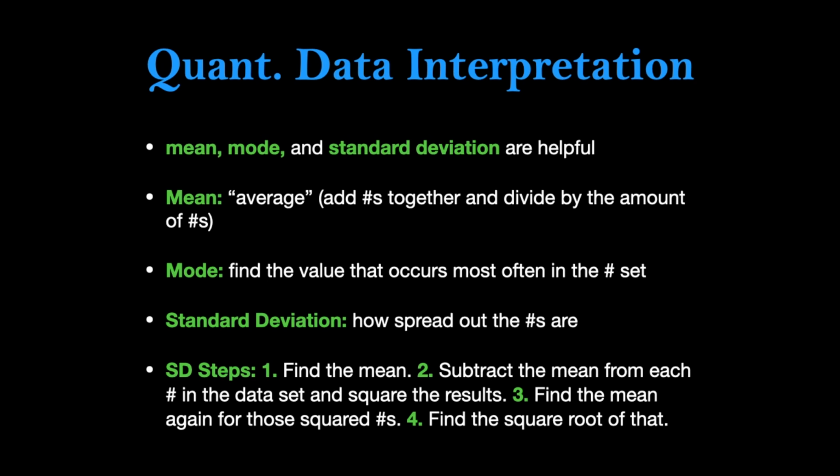Standard deviation is something that maybe not all of us are familiar with. So the basic steps are there. So you find the mean, subtract the mean from each number in the data set, and square the results. Find the mean again for those squared numbers, and finally find the square root of that. And if that sounds extremely confusing, don't worry, I will put this as a separate document in course materials that will take you through each step in case you want to present your data this way.